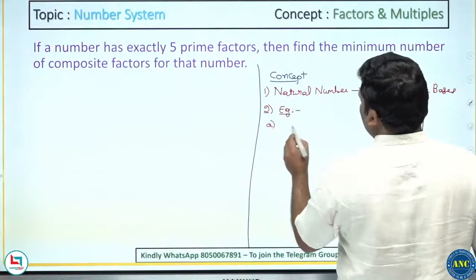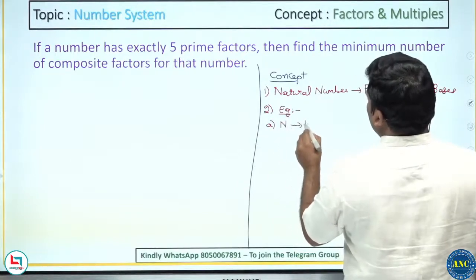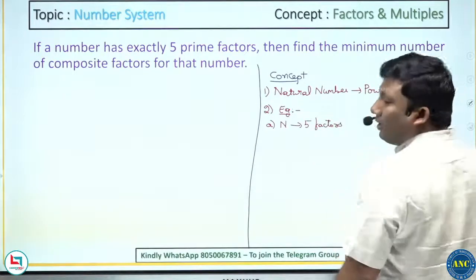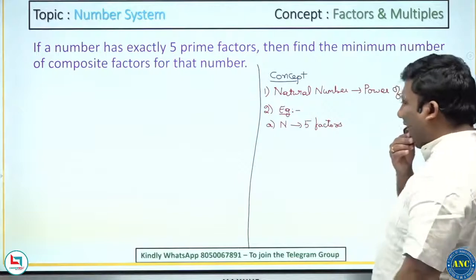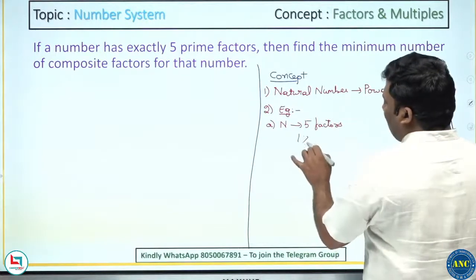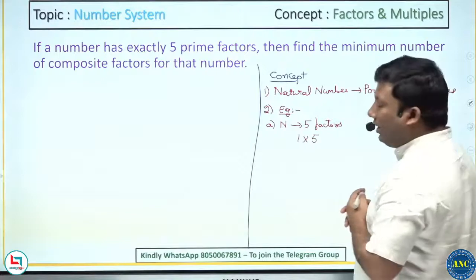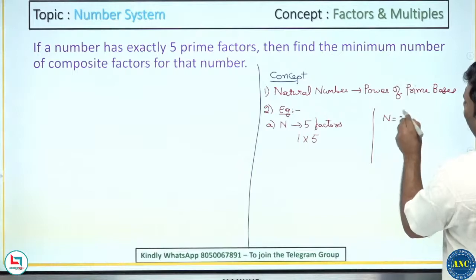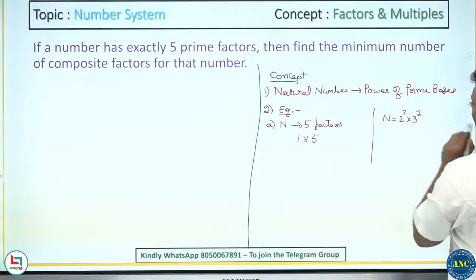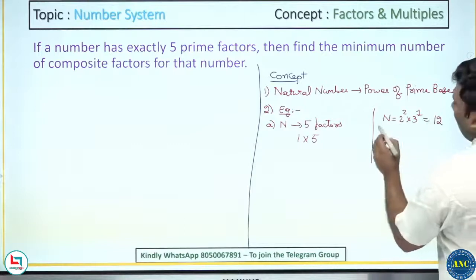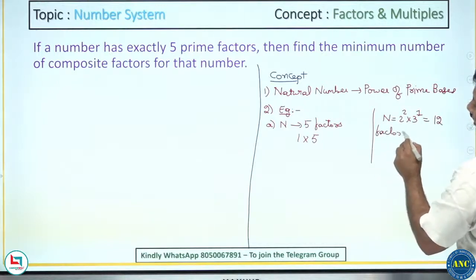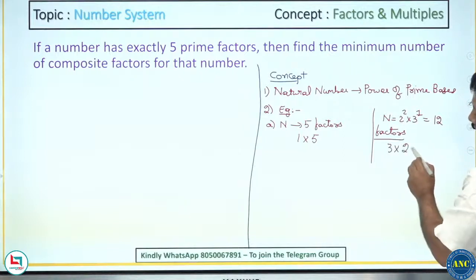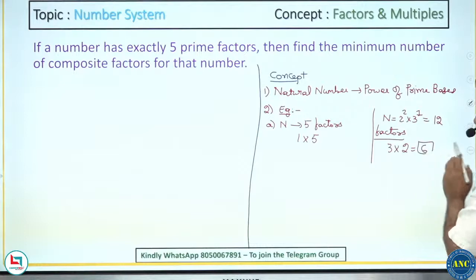Example. First example. If a number has got 5 factors, think logically. 5 is a prime number, so it is 1 into 5. It cannot be decomposed further. Now see here, if a number value is 12, how many factors are there for this number? 0 to 2, I got 3. 0 to 1, I got 2. Number of factors is 6.